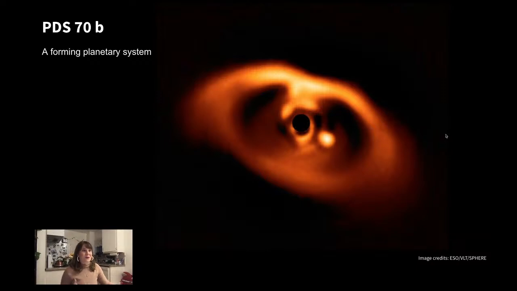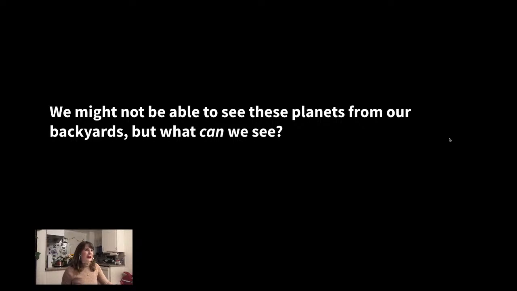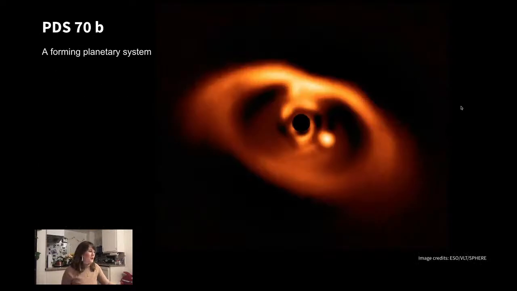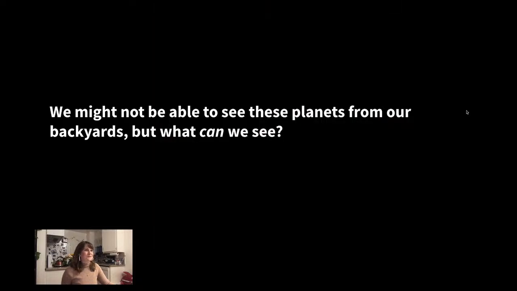And then another forming planetary system. This is a fairly recent discovery. It's called PDS 70b. PDS 70b here has this big protoplanetary disk, and this little blob of a forming planet inside of it. This was discovered by the Very Large Telescope, which we mentioned earlier.